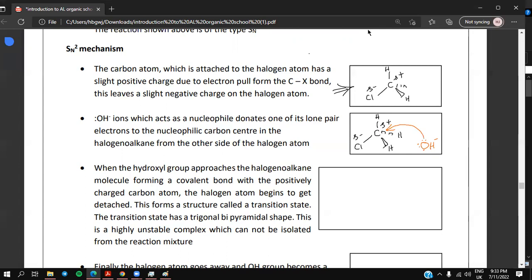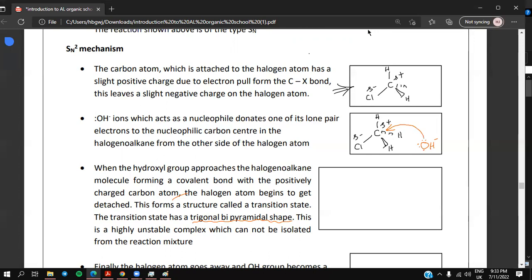When the hydroxyl group approaches a halogenoalkane, this OH comes towards the halogenoalkane, forming a covalent bond with the positively charged carbon atom. I'm talking about this carbon atom here. The halogen atom begins to get detached. OH is getting attached, chlorine is getting detached. This forms a structure called a transition state. The transition state has a trigonal bipyramidal shape. This is a highly unstable complex which cannot be isolated from the reaction mixture.